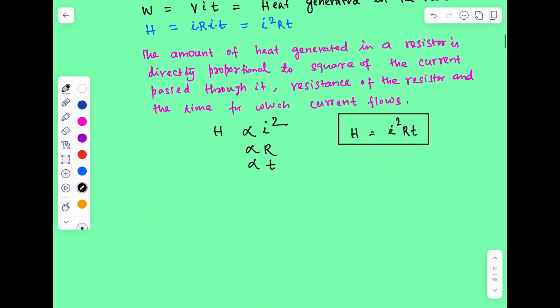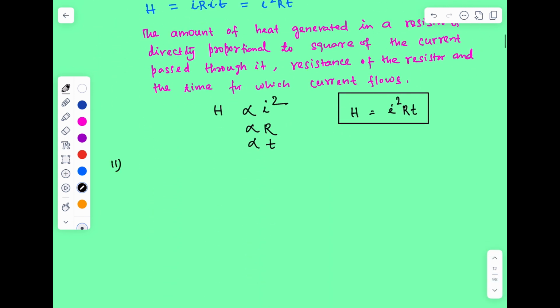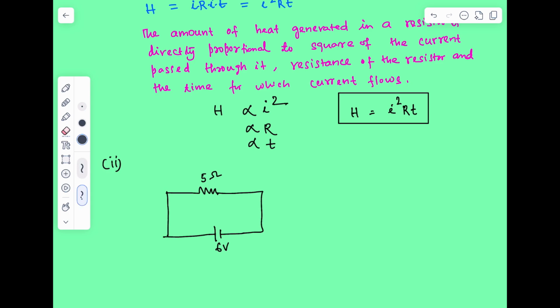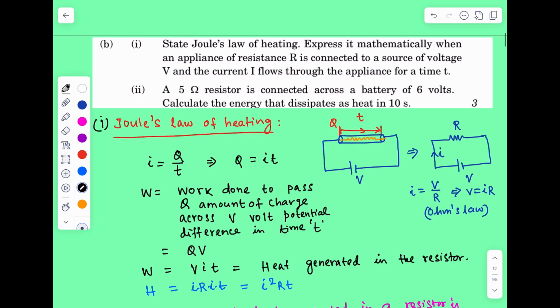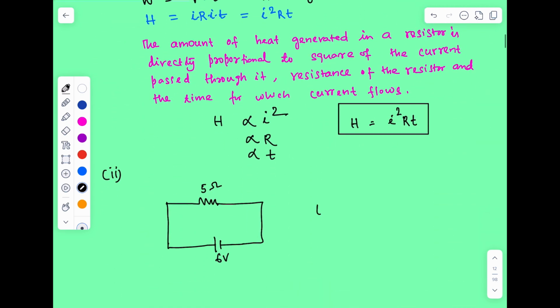Next is: a 5 ohm resistor is connected across a battery of 6 volts. A 6 volt source is there and a 5 ohm resistance is connected across it. And time is given that 10 seconds for which the source is connected across the 5 ohm resistor.